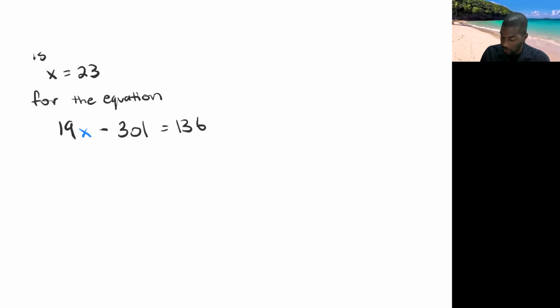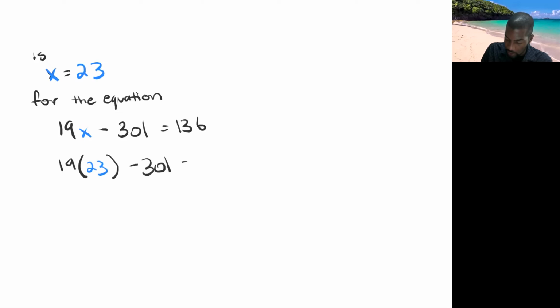So all you need to do is you need to use your calculator and follow PEMDAS, right? So here's what it looks like. I would first, if I were you, write down the problem like this, substitute your variable for what they say it is. So I'm going to replace the x with 23: 19 times 23 minus 301 equals 136. And then I would use my calculator to solve this out because the numbers are getting too big for me to do in my head, right? I'm sure you could do it on your paper if you wanted to, but for time's sake, it's okay to use your calculator in this problem.